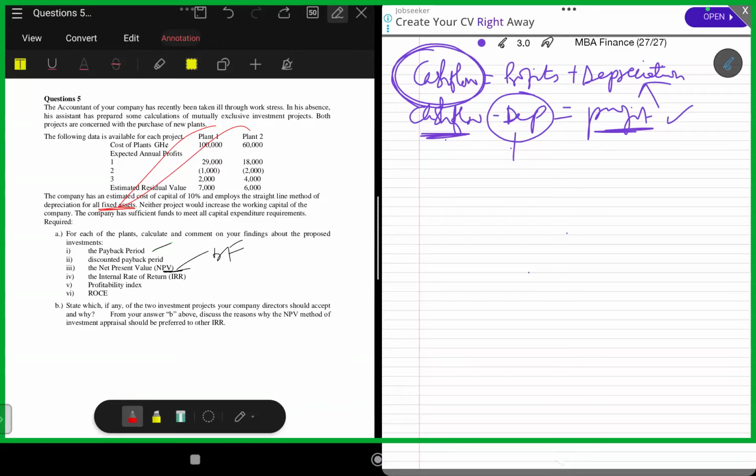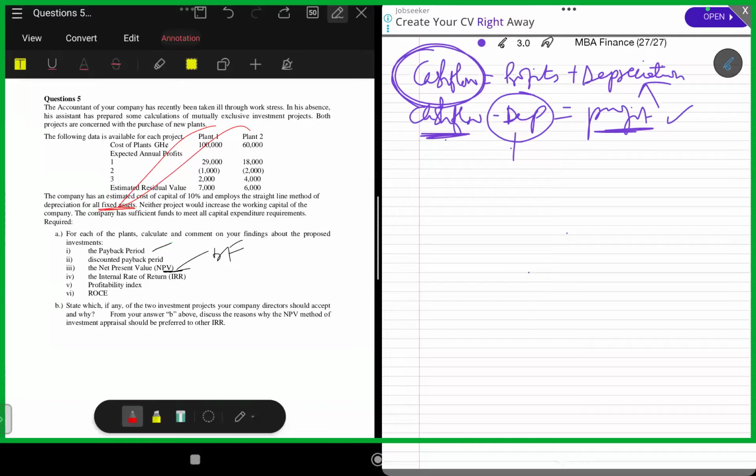So how do we get our cash flows back? The profits they've given us, we have to add depreciation to it. Then we'll get the cash flow. Then we can use the cash flow to solve the question or the requirements which they have stated there. Do you get it? We have a cash flow.